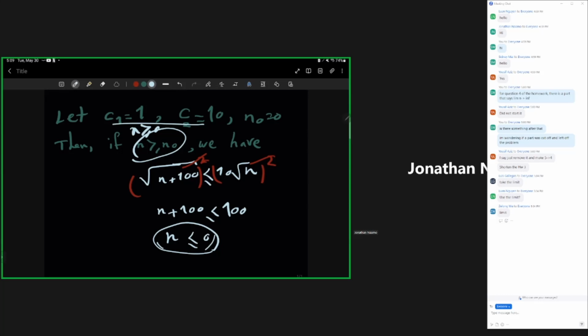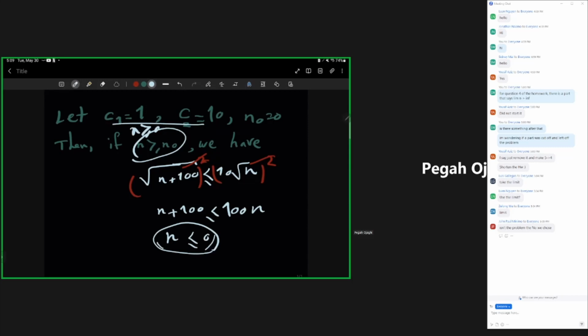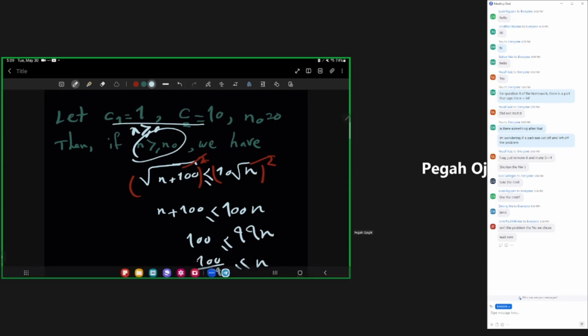Wouldn't it be that n plus 100 is less than or equal to 100n? Oh yeah, sorry, you're right. Okay, less than n. And yes, let's see. Sorry, you're right. So it becomes 99n greater than 100. It means n greater than 100 over 99. So still, it has issues. We said here n should be greater than 100 over 99, and you just say here for all n greater than 0, which is not going to work.